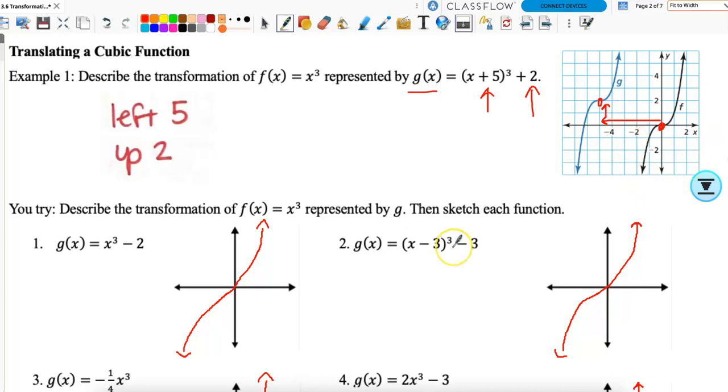So what you guys are going to try, you're going to try 1, 2, 3, and 4. I want you to describe the transformation. So tell me up, down, left, right, reflect, stretch, shrink, as well as sketch a rough graph. You can use your calculator if you need to for help, or you can take your best guess. So press pause and try those.